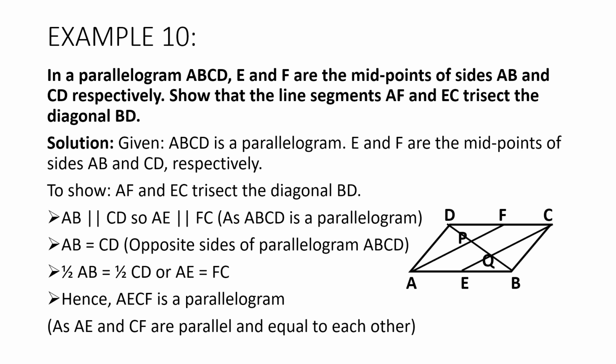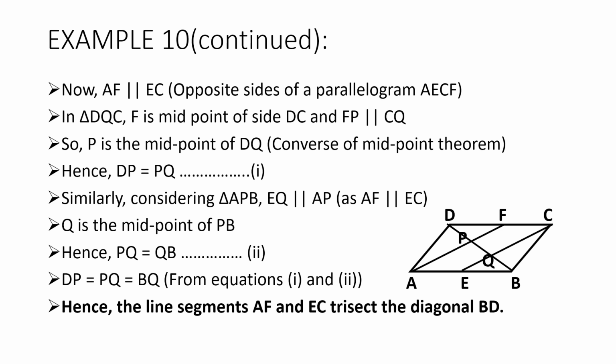So now for AECF, you have AE is equal to FC. Also you have shown that AE is parallel to FC. So AECF is a parallelogram. Correct? As AE and CF are parallel and equal to each other, AECF is a parallelogram. Now opposite sides of a parallelogram are parallel. So AECF we have just now shown is a parallelogram, so AF and EC will be parallel.